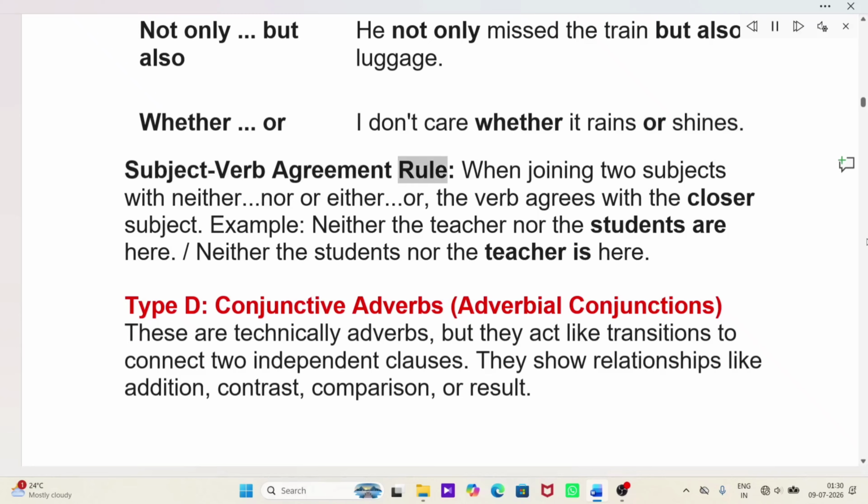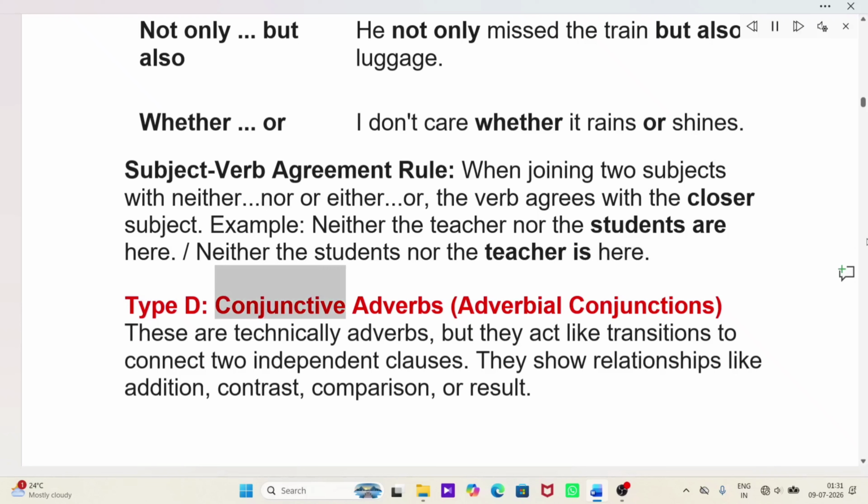Subject-verb agreement rule. When joining two subjects with neither, nor or either, or, the verb agrees with the closer subject. Example: Neither the teacher nor the students are here. Or: Neither the students nor the teacher is here.